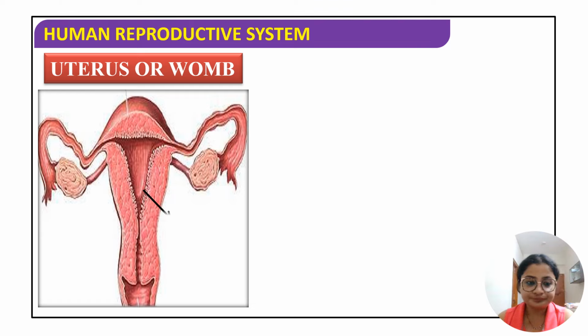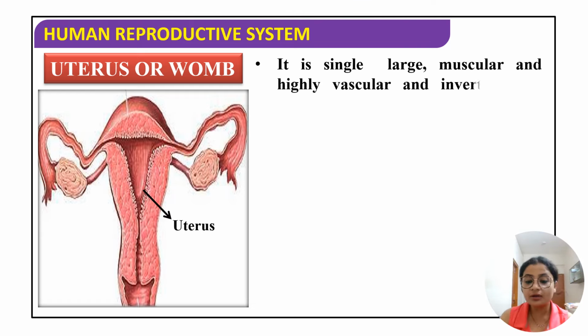abdominal wall. Now moving on to the next important organ of the female reproductive system, that is the uterus, which is also known as womb. Okay, so this is how the uterus looks like. So it is a single large muscular and highly vascular inverted pear shaped organ. Okay, so pear का shape जैसा होगा and it will be inverted, मतलब उल्टा होगा. Highly vascular means rich in blood supply, बहुत ही ज़्यादा होगा.